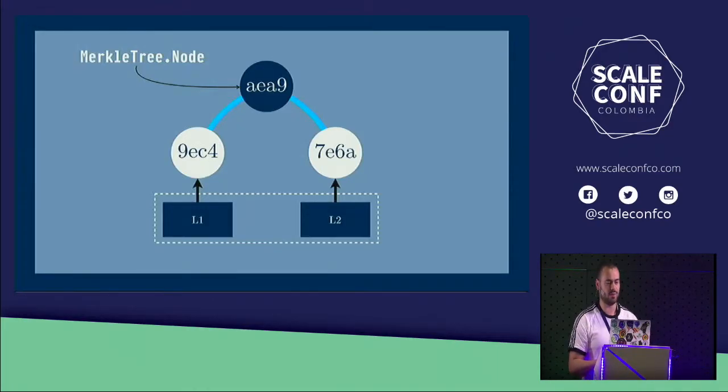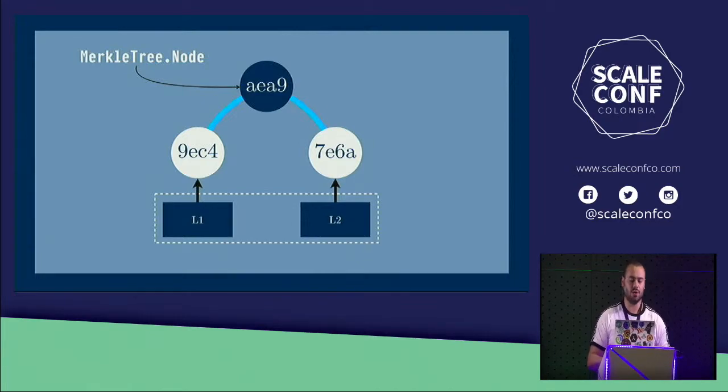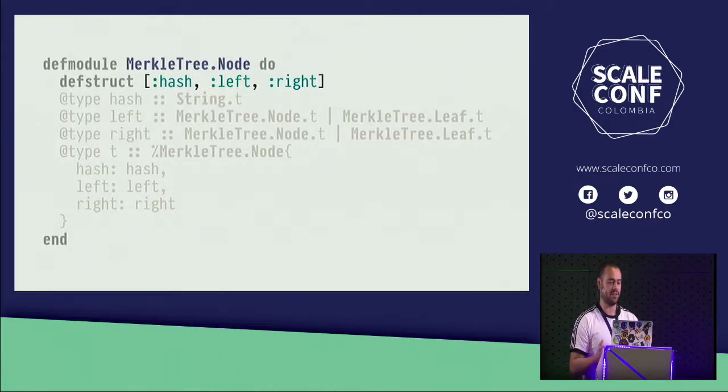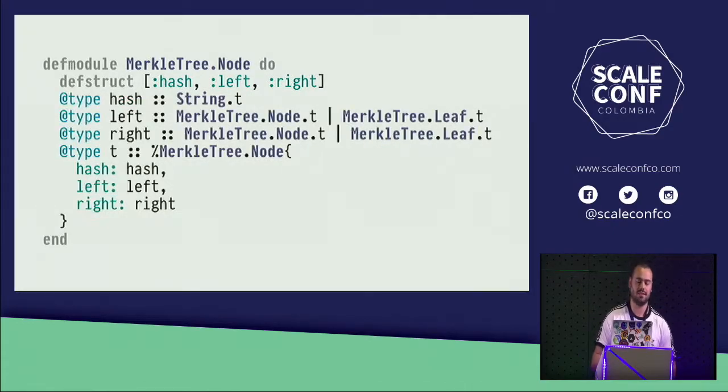The next step is to create a node. As you can see, a node has a hash value and has both left and right children. So we can create a new module Node and define a struct with three properties: hash, left, and right. In this case, the hash will be a string as well, and left and right can be either a node or a leaf, depending on the depth of our tree.